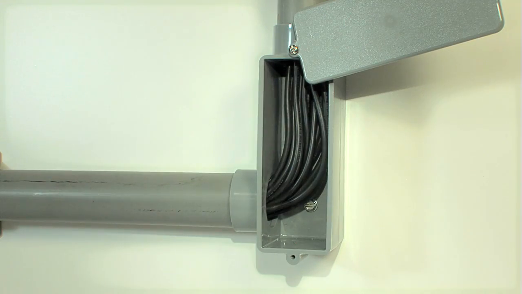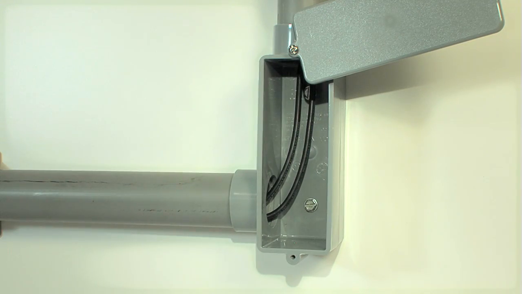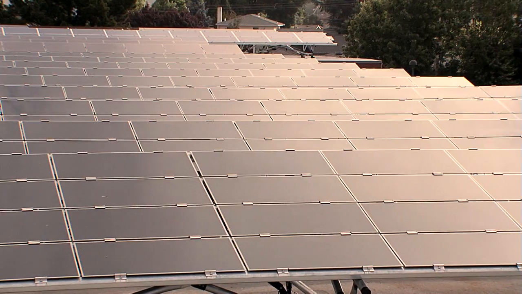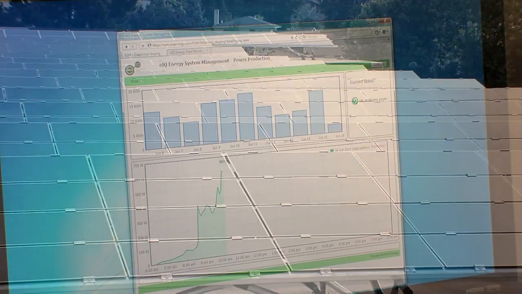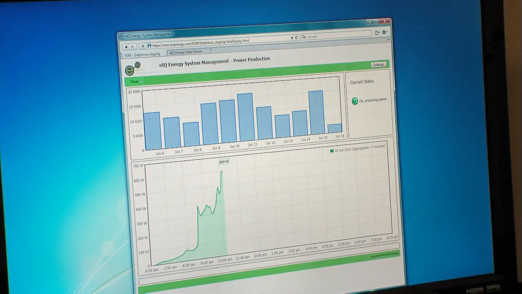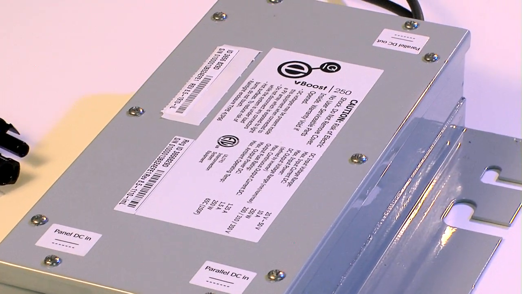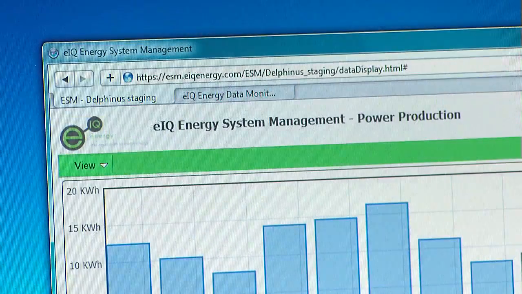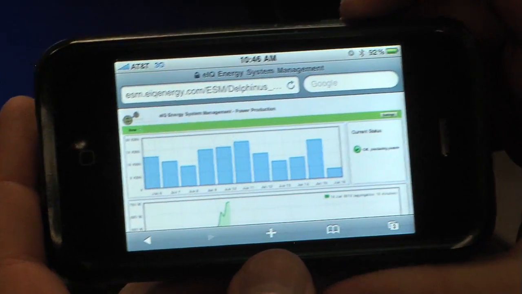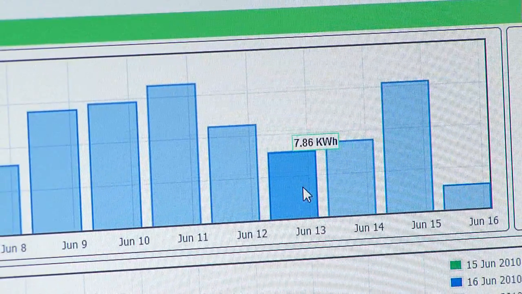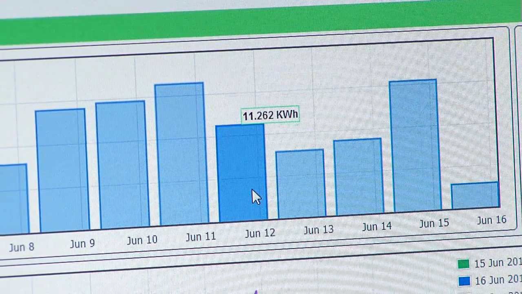Due to the simplicity of the wiring of a parallel system, management and maintenance are also simplified. In operation, monitoring power production and troubleshooting your system are easier than ever. eIQ Energy's vBoost technology offers unprecedented transparency into the performance of your system from any location at any time. The vBoost monitoring system is a powerful tool. It provides you with the ability to see what the operational history is of your entire array.